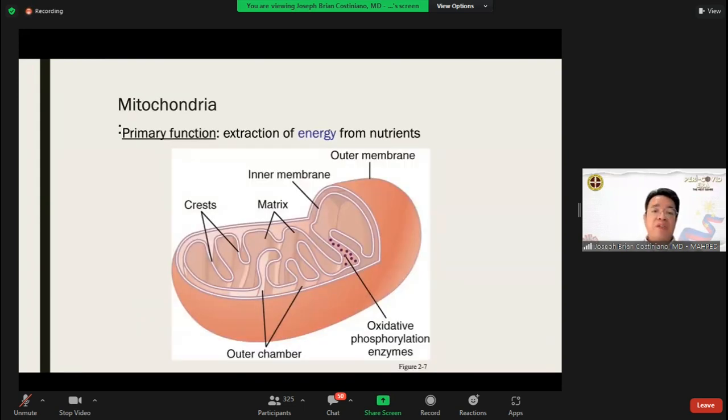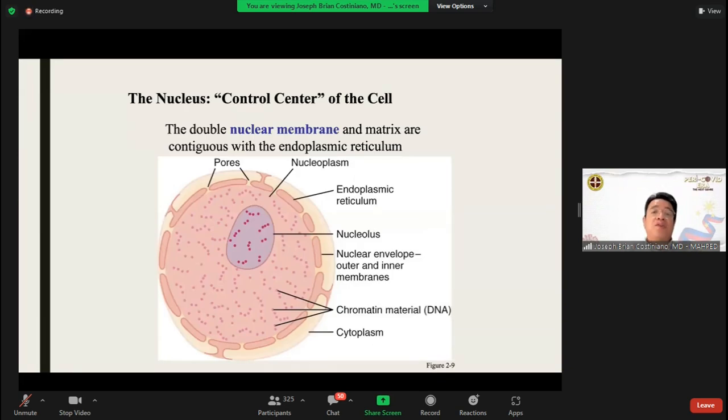The primary function of the mitochondria is of course for energy, and it is accomplished through oxidative phosphorylation. It has an outer and inner membrane, and in between you have your matrix. Okay? The nucleus is the control center of the cell. It has a double nuclear membrane, and it is contiguous with the endoplasmic reticulum. So everything is contiguous, because your ER is also contiguous with your plasma membrane or cell membrane.